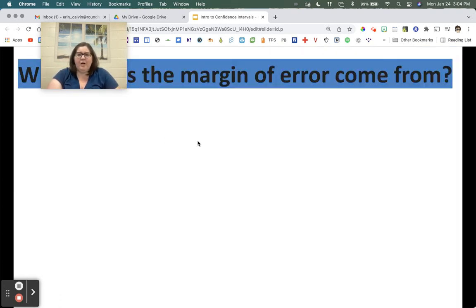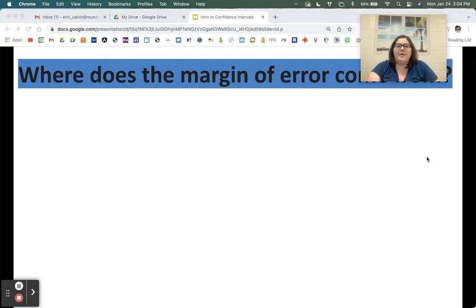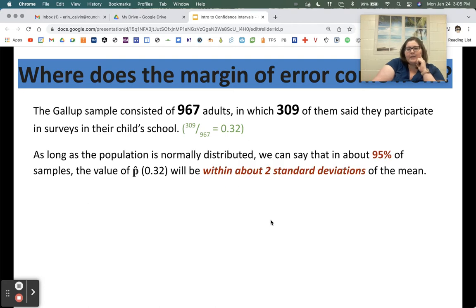So where does that margin of error come from, that 3%? I'm going to go through this fairly quickly right now, and know that we are going to break this down much more slowly during class. But to give you a little bit more background information, that Gallup sample for 32% consisted of 967 parents, in which 309 of them said that they participate in surveys in their child's school. So 309 out of 967 comes out to about 0.32. So that's where that proportion came from, that point estimate.